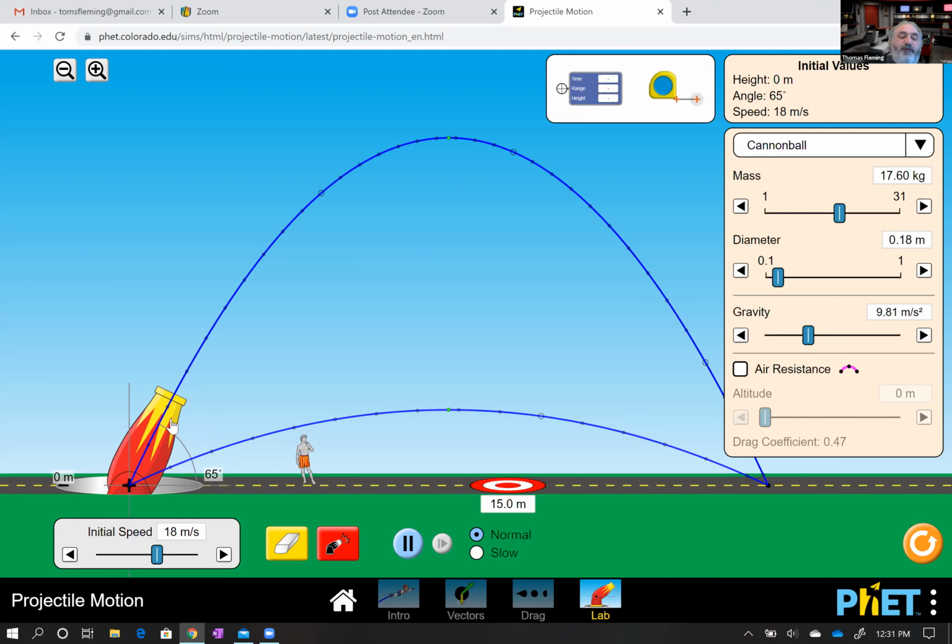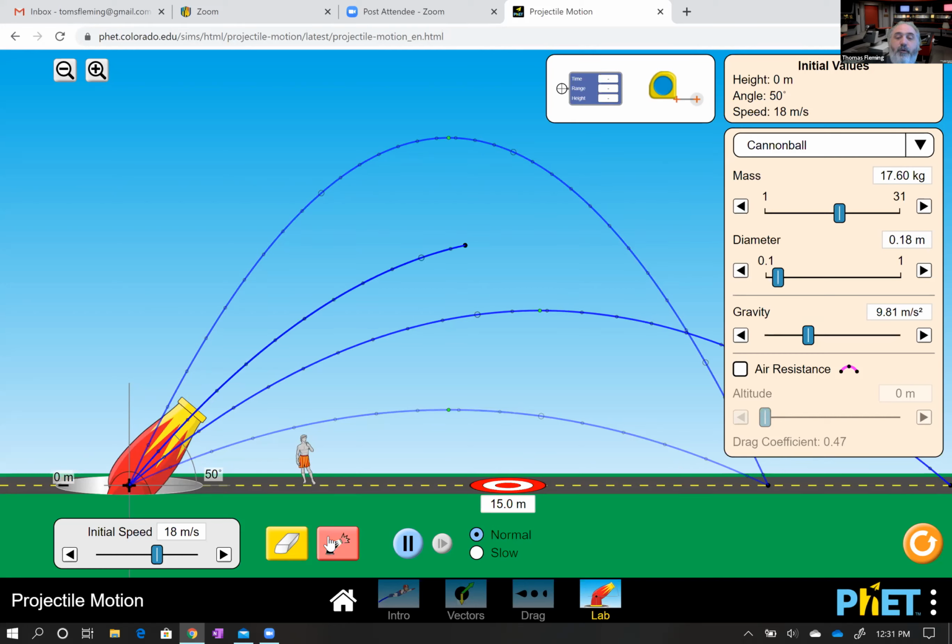If I took 40 and 50, there's 40. Notice 40 will land in a slightly different place than the previous shot. If I go up to 50 degrees, it goes higher, stays in the air longer, but it lands in the exact same spot. So because of the way that range equation behaves, any 2 angles that add up to 90, they're going to travel the same horizontal distance.